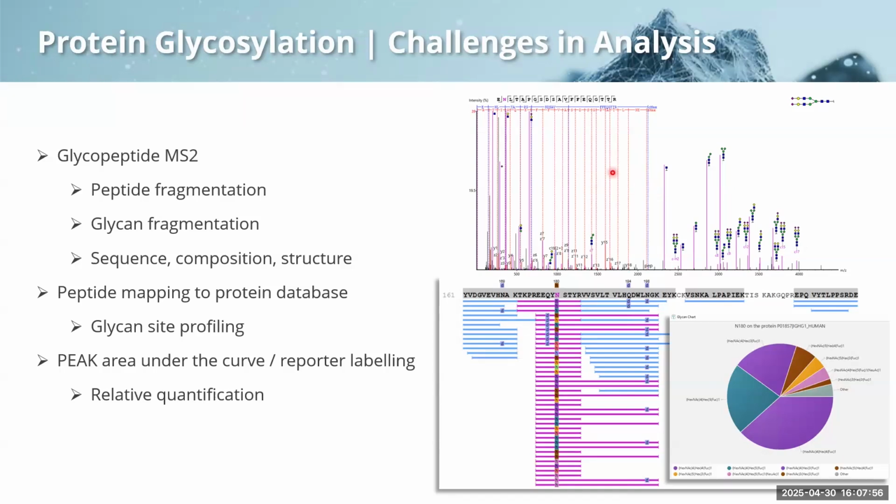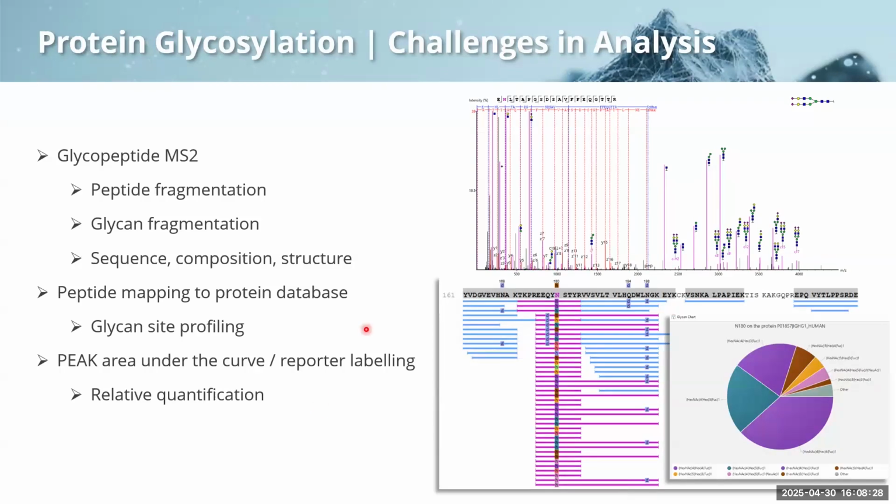After we have these peptide sequences, we can map them to a database sequence, and then perform profiling to see, if we look at all the different peptides that were mapped to this site, how many different glycan structures do we get? And then you can also do quantitative methods, such as area under the curve for label-free quantification, or reporter labeling, to determine the relative quantification of glycopeptides between different samples.